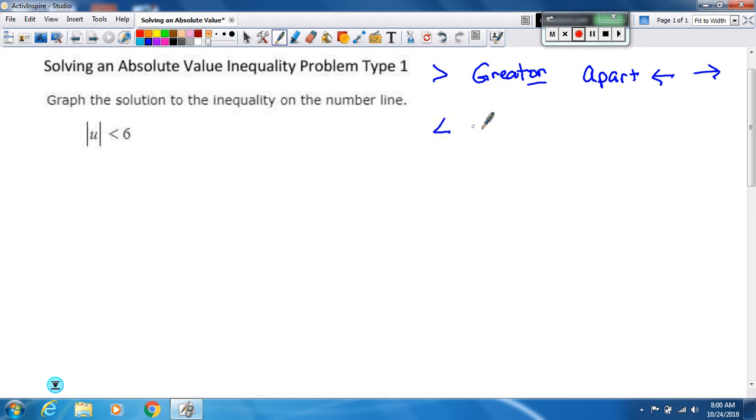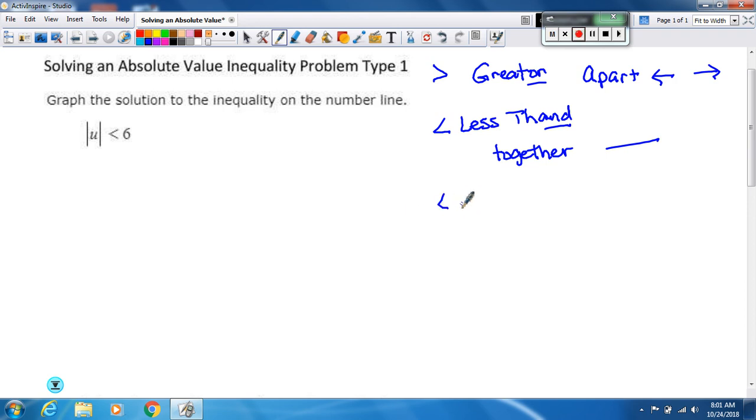If it's less than, again, I know this is not how you spell it, but this is how I remember it. It's an "and" situation, which means the graph is together, which means the 2 points are going to be connected.